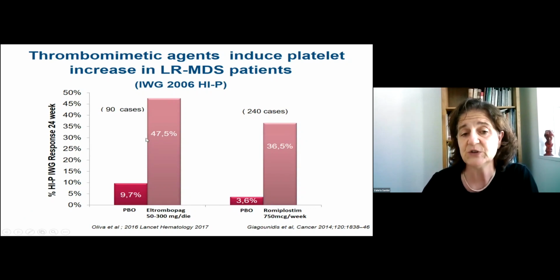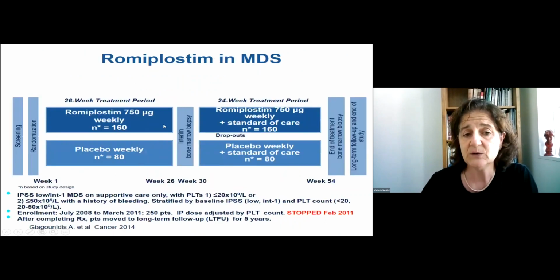So the study I just mentioned led to a 47% hematological improvement in platelets, and the romiplostim study with 700 micrograms per week led to a 36% response. The latter drug was evaluated in a study published in 2014, but stopped in 2011 because some progression to AML was observed, and then the study was put on a halt.